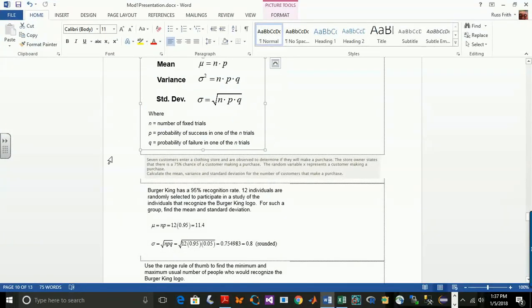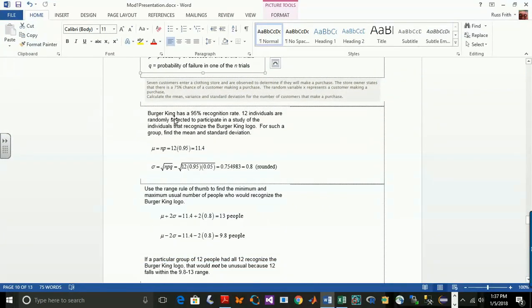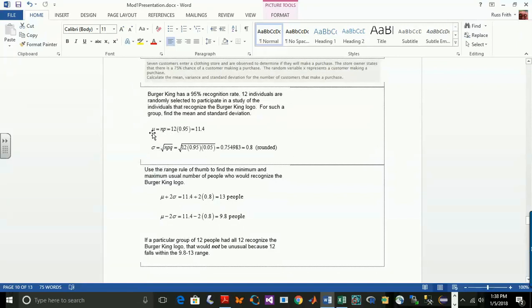Okay, let's look at another example. Burger King has a 95% recognition rate. 12 individuals are randomly selected to participate in a study of the individuals that recognize the Burger King logo. For such a group, find the mean and standard deviation. Okay, so the mean would be the sample size times p. So in this case, check that. n is the population size, which is 12, and p, the probability of success, is 0.95. So the mean is 11.4. The standard deviation is the square root of npq. Okay, now q is just 1 minus p, which is 0.05. And so after doing the calculation, you get 0.8 as the standard deviation.